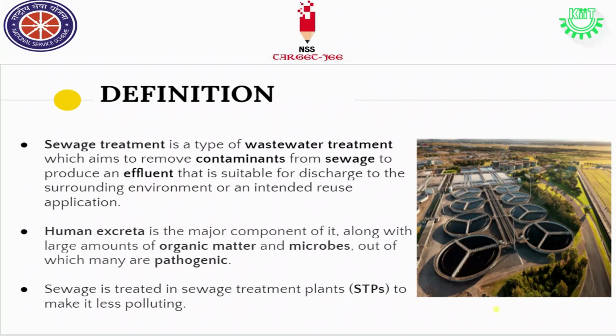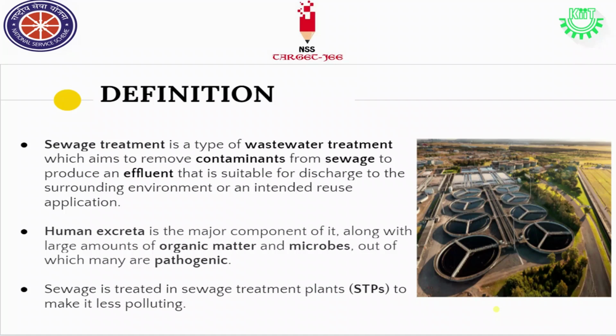The polluted water cannot be discharged into natural water bodies like rivers and streams directly. Therefore, before their disposal, sewage is treated in sewage treatment plants (STPs) to make it less polluting. Human excreta is a major component of sewage along with a large amount of organic matter and microbes, many of which are pathogenic. Pathogenic means disease causing. Sewage is treated in STPs to make it less polluting.